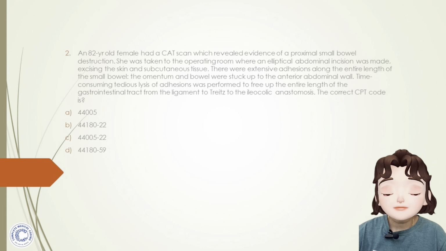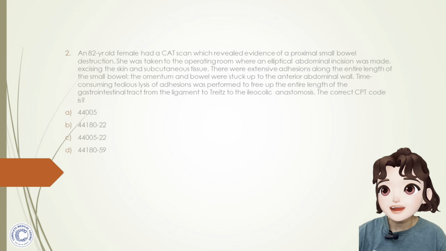Next question. An 82-year-old female had a CAT scan which revealed evidence of a proximal small bowel obstruction. She was taken to the operating room where an elliptical abdominal incision was made, excising the skin and subcutaneous tissue. There were extensive adhesions along the entire length of the small bowel. The omentum and bowel were stuck up to the anterior abdominal wall. Time-consuming, tedious lysis of adhesions was performed to free up the entire length of the gastrointestinal tract from the ligament to trace to the ileocolic anastomosis.